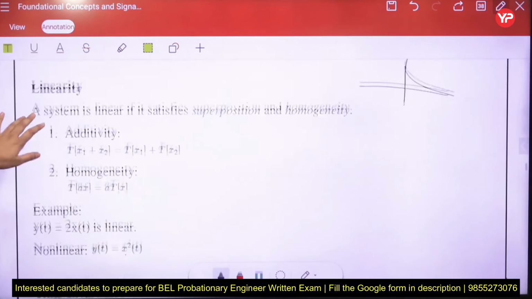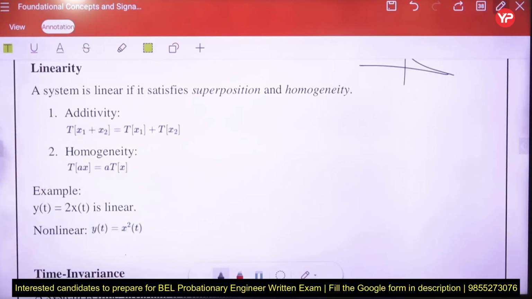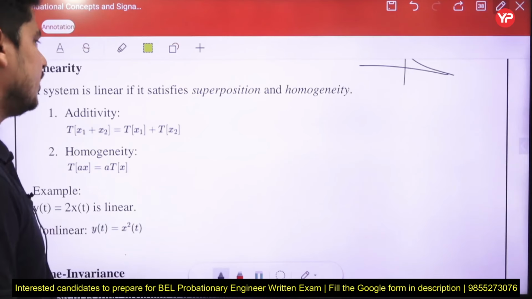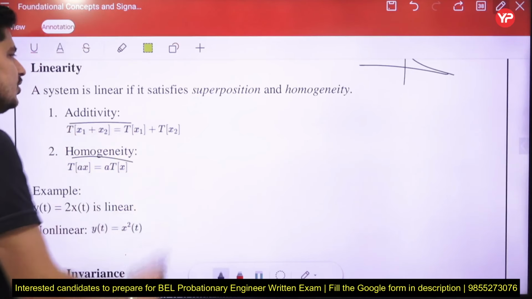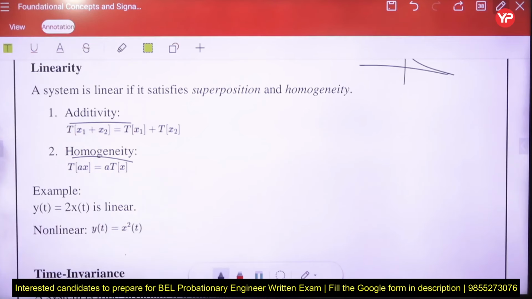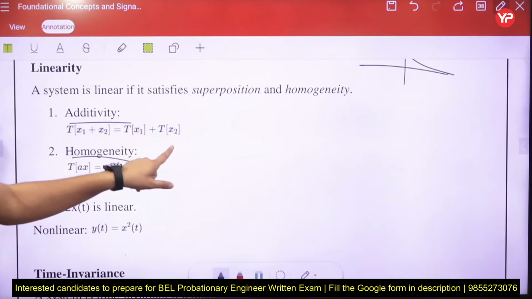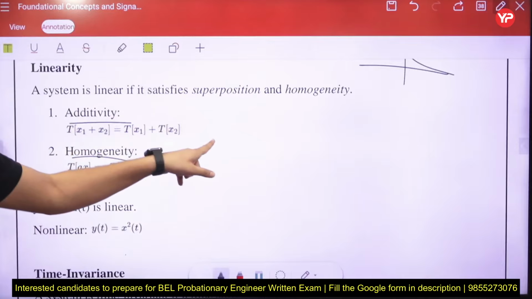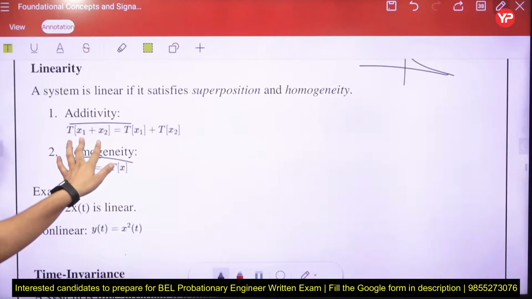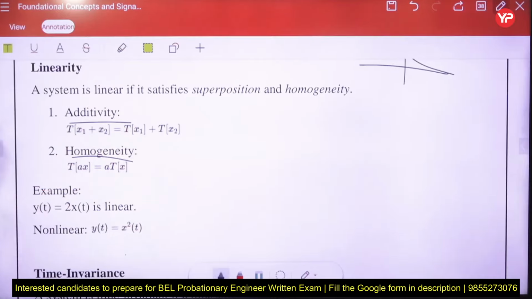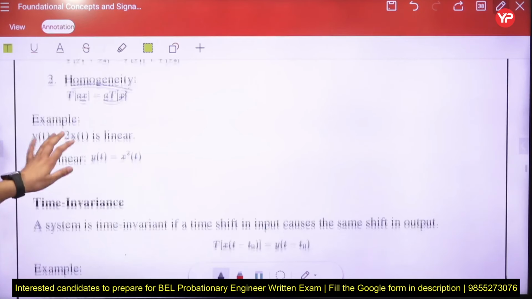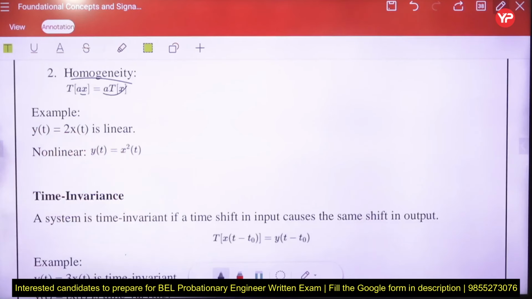Next is linearity. If a system is linear, it should satisfy these two properties: additivity and homogeneity, or superposition. Additivity means if you give input x1(t) and get output y1(t), and input x2(t) gives output y2(t), then if you combine the inputs together, the output should also be added together. Homogeneity means if you multiply the input by any quantity, your output should be multiplied by that same quantity. For example, this is a linear system, this is a non-linear system.